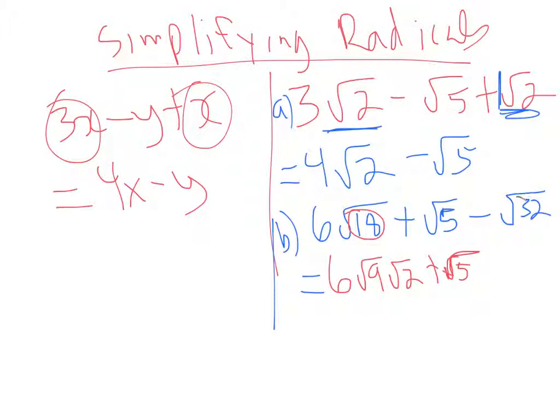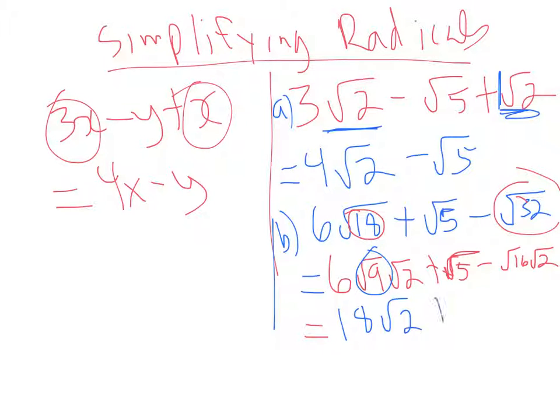Now what about root of 32? Well, that's the same thing as 16 times 2. So that's minus root 16 root 2. Now we can start to simplify this a little bit more. Root of 9 is 3. 3 times 6 is 18 root 2 plus root 5 minus 4 root 2, because the root of 16 is 4.